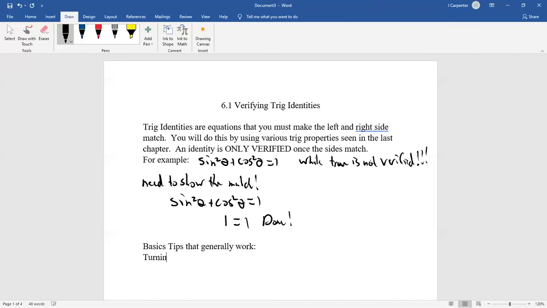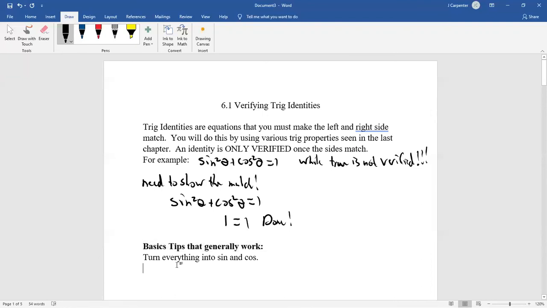First of all, turn everything into sines and cosines. So if you have a tangent, turn it into sine over cosine. If you have a secant, turn it into 1 over cosine. I'm not saying you have to. I'm saying these are tips that generally work. I'm not saying you have to do any of these things. And I want to have this bolded.